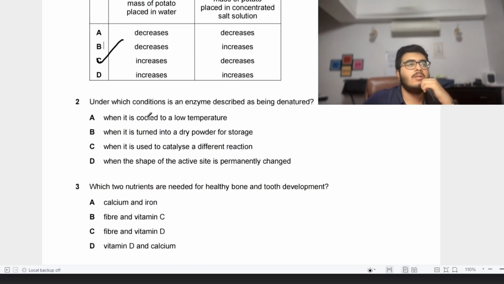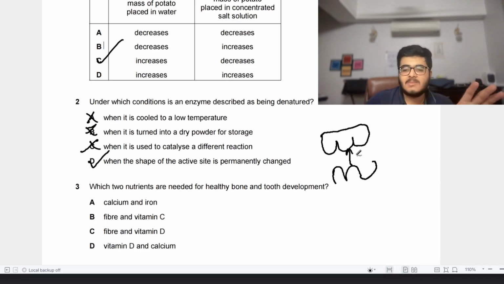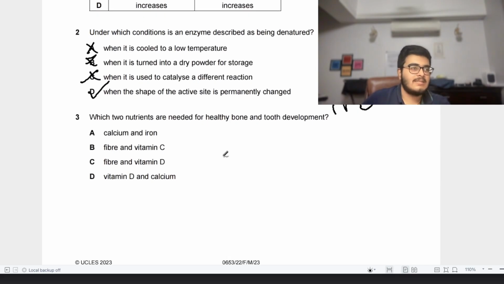Question number 2 says, under which conditions is an enzyme described as denatured? When it is cooled to a lower temperature, not true. When it is turned into dry powder for storage, not true. When it is used to catalyze a different reaction, not true. When the shape of the active site is permanently changed. Because please remember, when the shape of the active site is permanently changed, the substrate, which would be of another shape, would not be able to join the active site anymore, so this would not form an enzyme substrate complex. So the correct answer is D here.